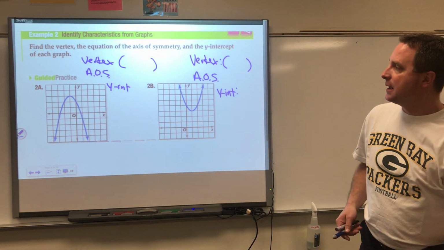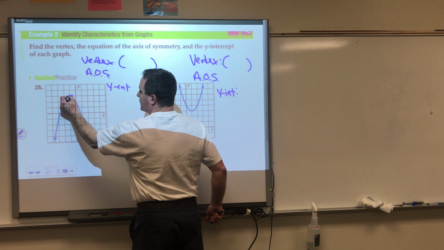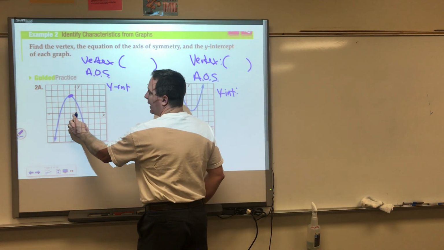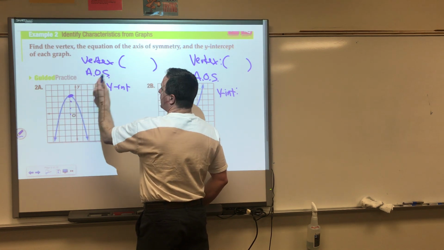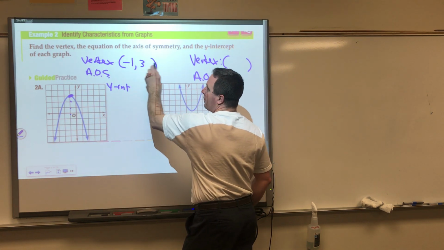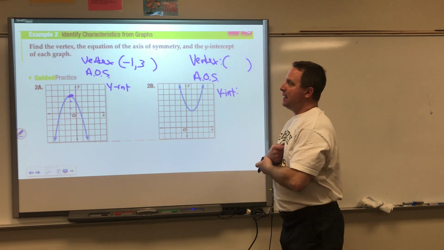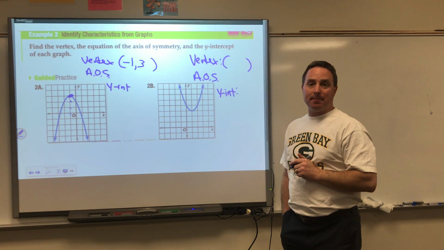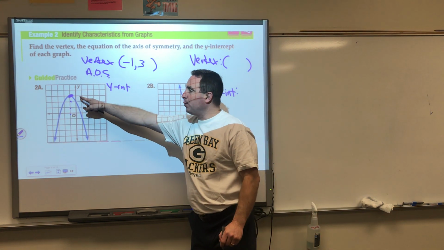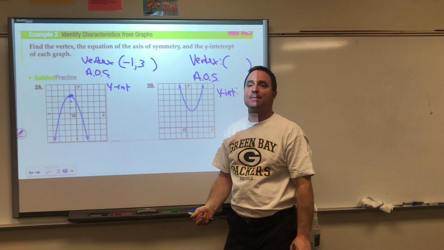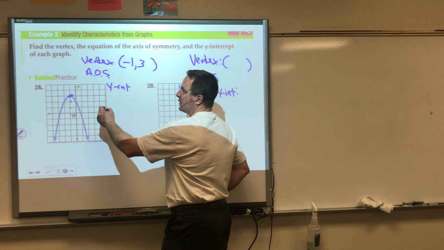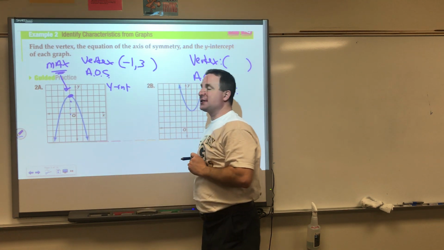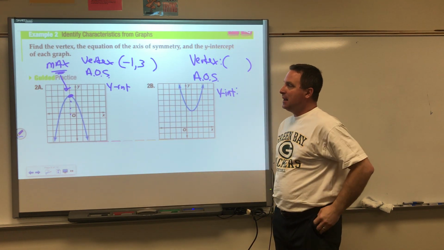All right, looking at the one on the left here. Its vertex is right there. If I was to name that point, it's at left 1, up 3. Left 1, up 3 is how I would name that vertex. And I'm just going to make a mental note here: is that vertex a maximum or a minimum? Is that vertex the highest point or the lowest point of that graph? It's the highest point. So I'm just going to store this in the back of my mind for later. That right there is a maximum. That's the high point.